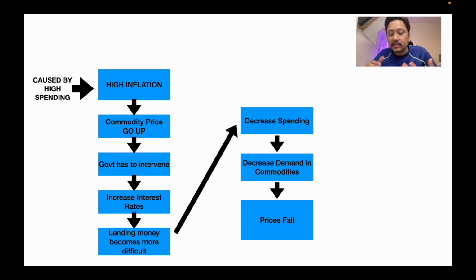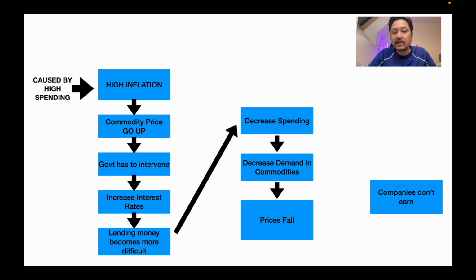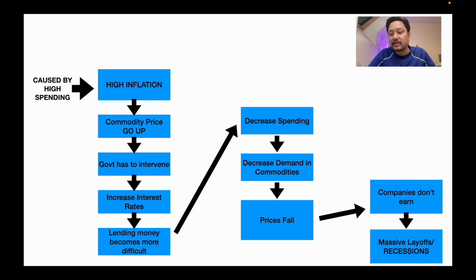However, when prices fall, there are two effects. One effect is that the companies that make the commodities don't really earn. When they don't earn, there will be massive layoffs. As you can see right now, Facebook has been laying off employees, Amazon's been laying off employees, and many companies lay off their employees because they don't earn as much, and if they don't lay off the employees, of course companies will fall. So that's the bad effect of high interest rates.